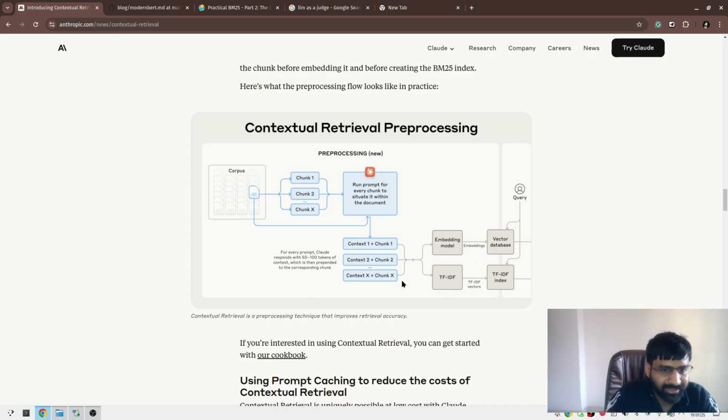So this is the second technique, which again was the highlight of this particular blog, that you generate the summary of each chunk, and then you feed it into the vector database.